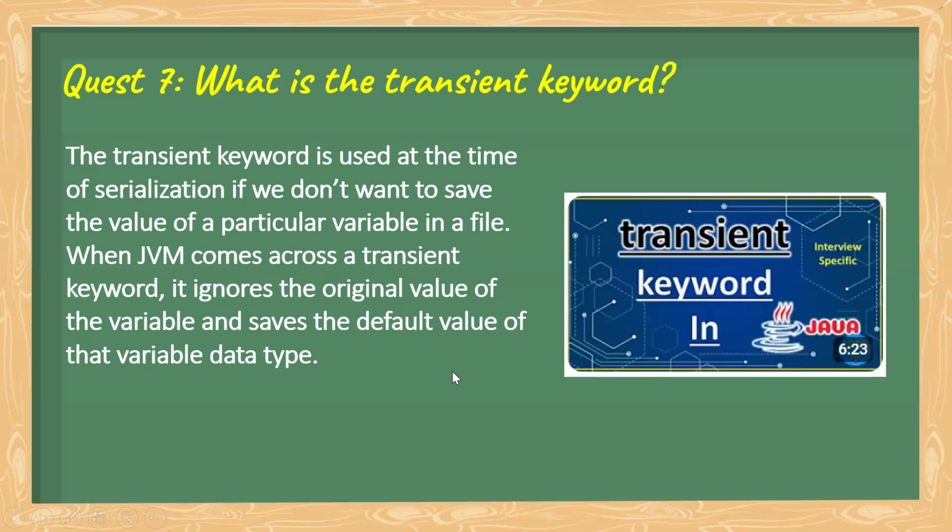So whatever value actually exists in the object, suppose you have given roll number equal to 10. This is the actual value of the object, but when it is saved and you are using the transient keyword, it will store the default value, that is 0, not the actual value 10.